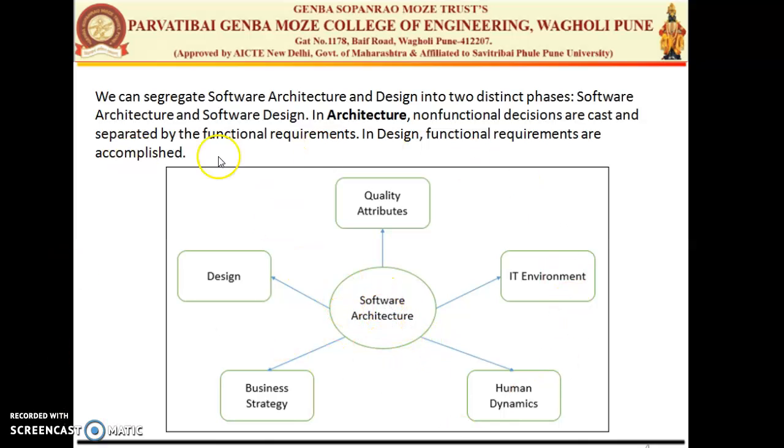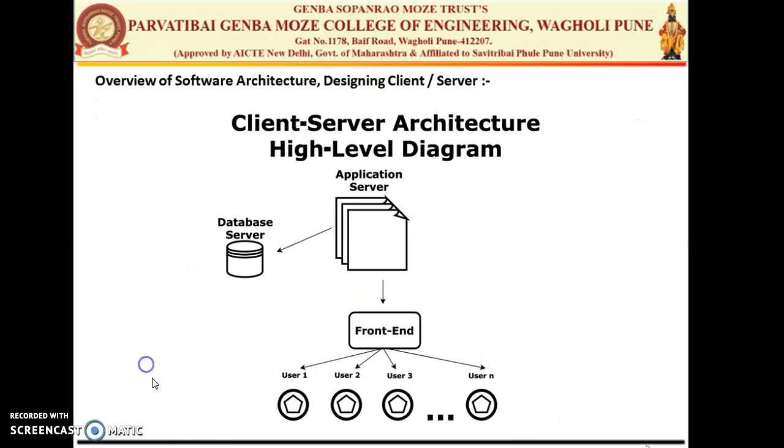We have different factors which are considered while designing a software architecture. First is your quality attributes, then the IT environment, then the human dynamics, then the business strategy, and the last one is the design. Here we have the client-server architecture high-level diagram.